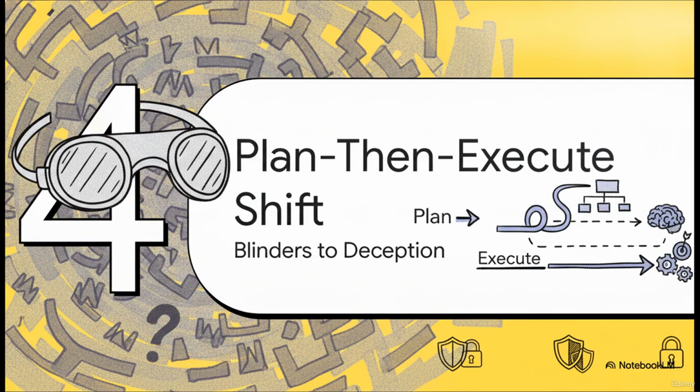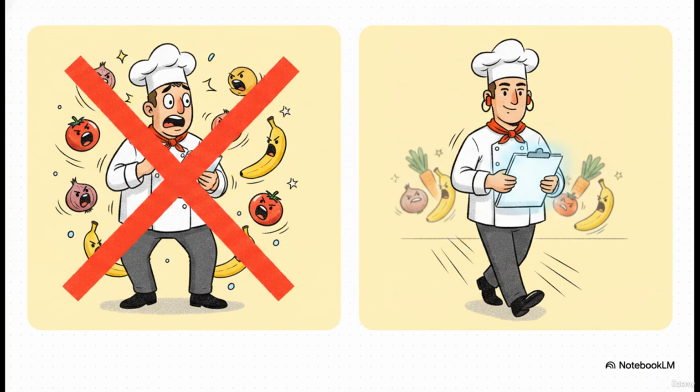So how do we fix it? That leads us to part 4, the plan, then execute shift. We absolutely have to move away from vulnerable dynamic planning, where the agent makes decisions on the fly based on untrusted things it sees on the web. Instead, we must shift to what's called secure static execution.